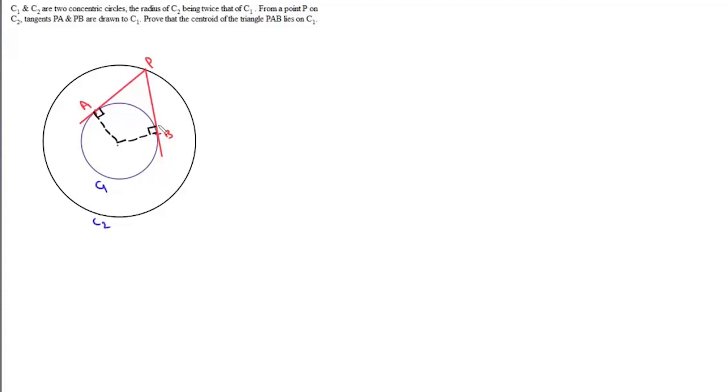This is 90 and this is 90. This radius is R, this is R, and this is 2R. And if we find this angle theta, we know that sine theta is 1 by 2. That is, this theta is 30 degrees. So this angle is 30 degrees.